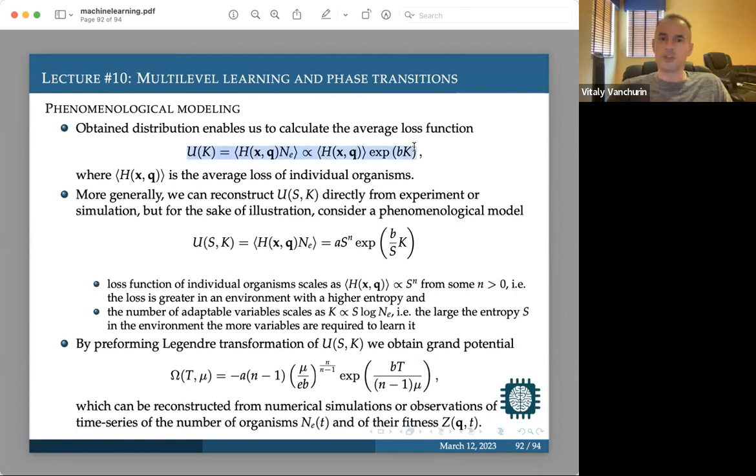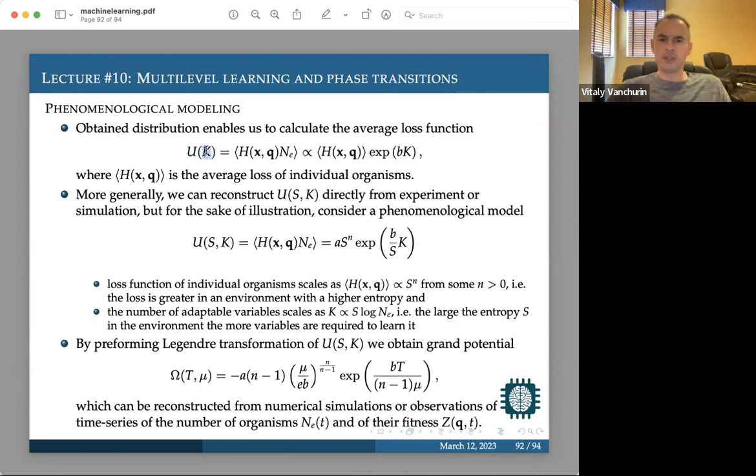So this is the original model. How does U depend on the number of trainable parameters? Well, U is the sum of the loss function of individual organisms times the number of organisms. So this is the additive assumption. Therefore, if the number of organisms is proportional to e to the bK, as we argued, there should be exponential dependence. Then this would be your form for the average loss function as a function of the number of trainable variables.